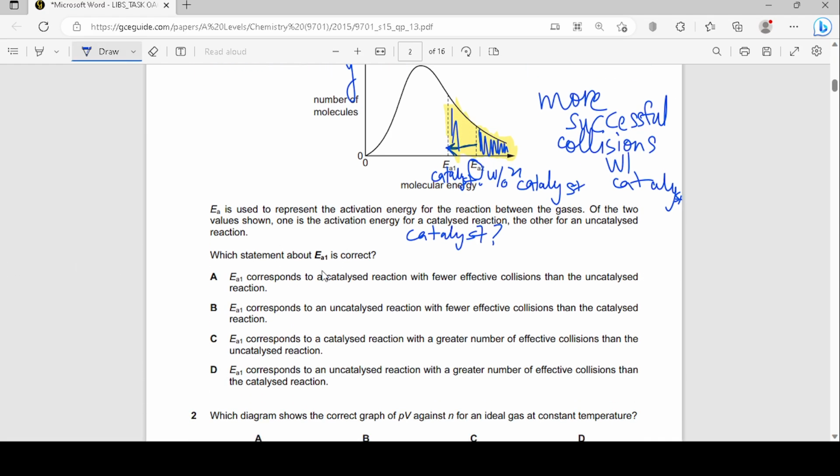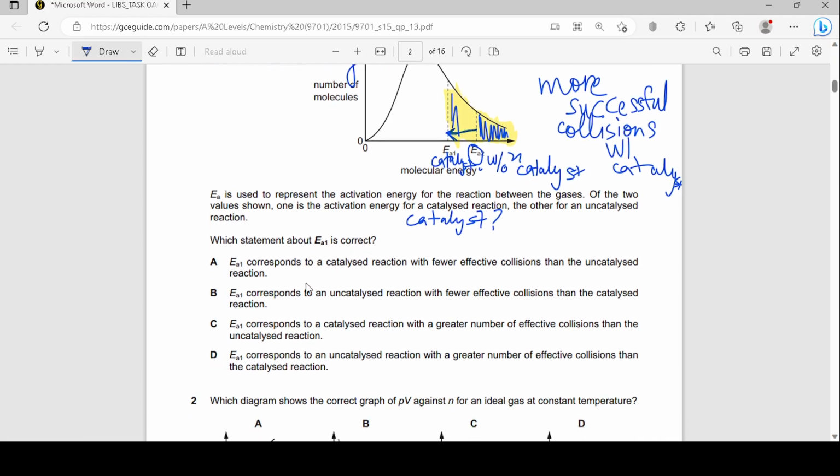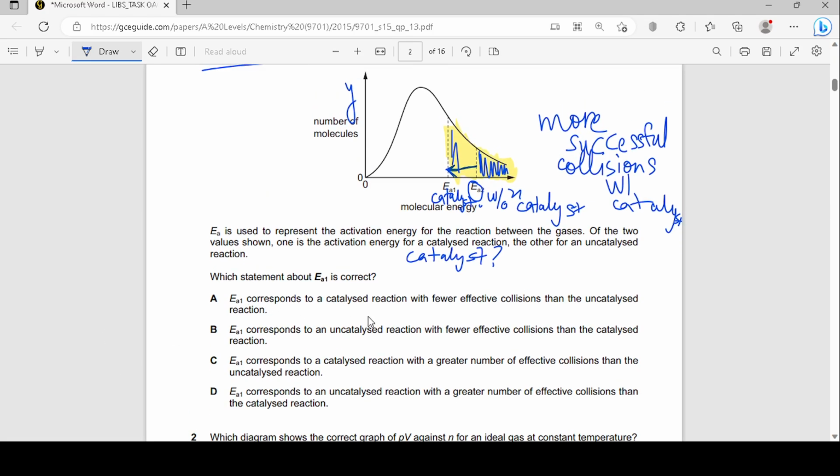Okay. So which statement about EA1 is correct? EA1 corresponds to a catalyzed reaction, that's right, with fewer effective collisions than the uncatalyzed reaction, that's wrong, right? There are more effective collisions with the catalyzed reaction. There's a greater number of molecules to the right. EA1 corresponds to an uncatalyzed reaction. That's wrong. It's the catalyzed reaction. EA1 is the catalyzed reaction. With fewer effective collisions, that's again wrong.